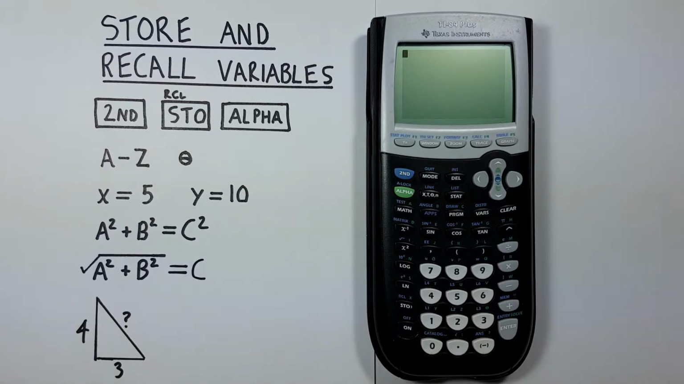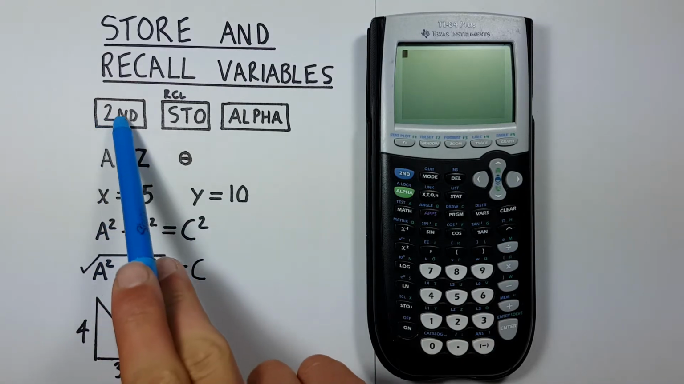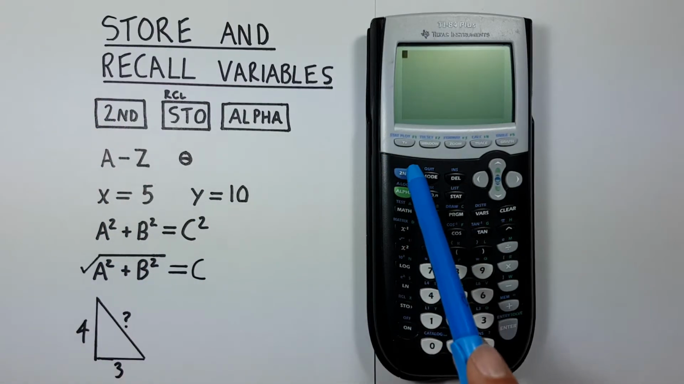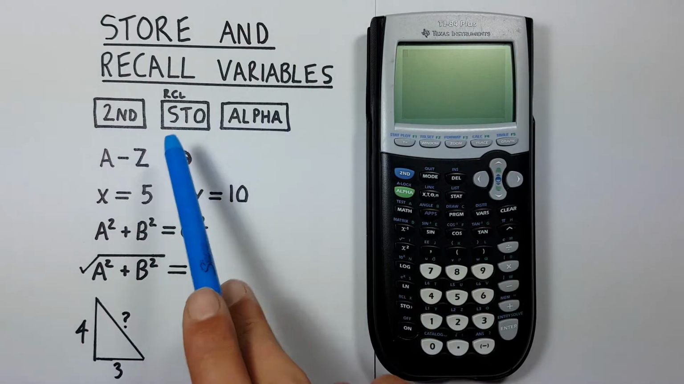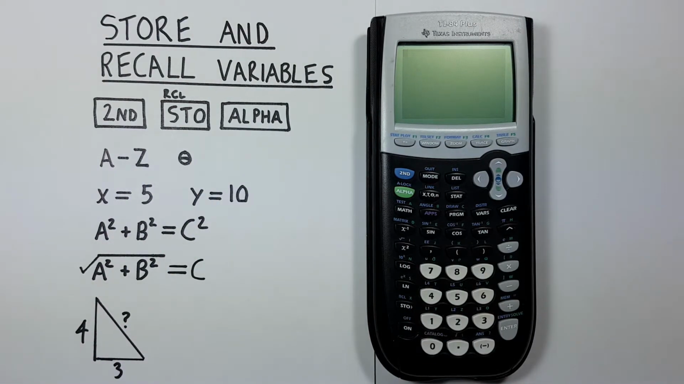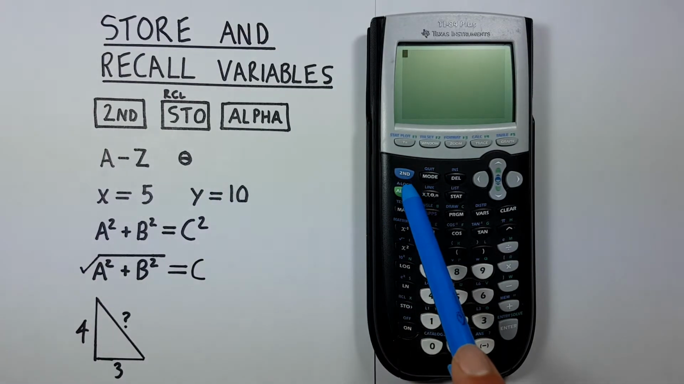I'm Rick, and in this video we're going to have a look at how we can store and recall variables and values on the TI-84 Plus graphing calculator. To do this, we'll use the second function key that looks like this, located here, the store and recall key that looks like this, located here, and the alpha key that looks like this, located here.